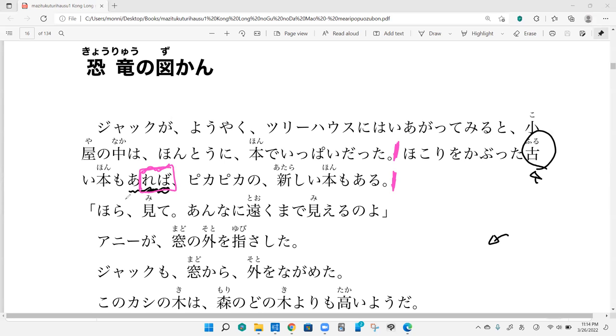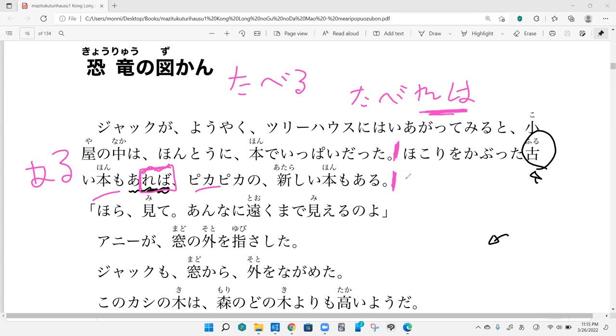Because it's not aru mo, pika pika no aru mo. Instead we have areba connecting these two phrases together. So aru means exist. Deba is a conjugation. For example, you know what taberu means? To eat. So tabereba is a phrase. We can add deba right there. Tabereba. So, deba means if, basically.